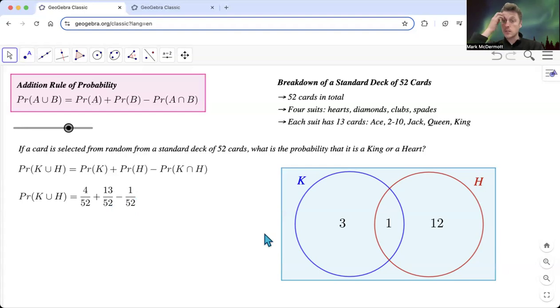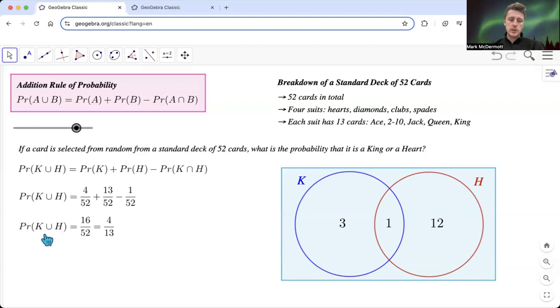And this is why I think this example is really good, because hopefully you can clearly see that we've double counted. We counted the king of hearts in the kings group, but we also counted it in the hearts group. So we counted the king of hearts twice. So we have to subtract the intersection of K and H, which is the one card that's the king of hearts. So minus 1 on 52.